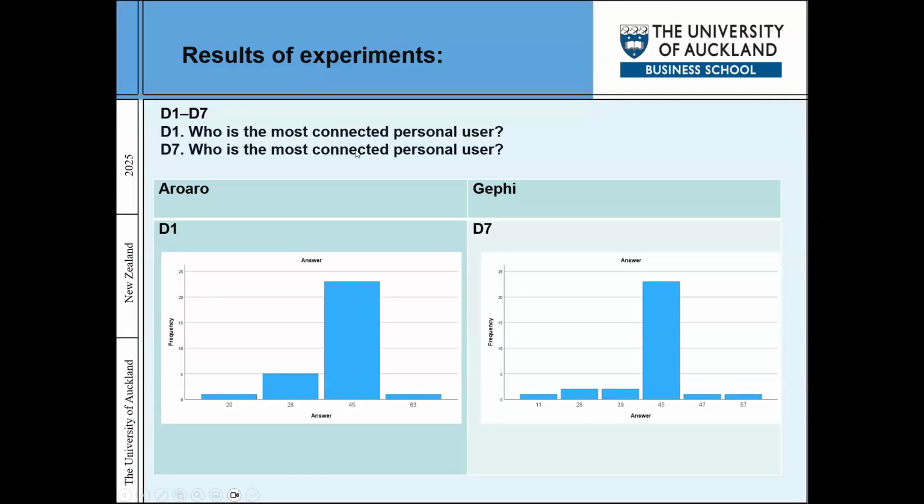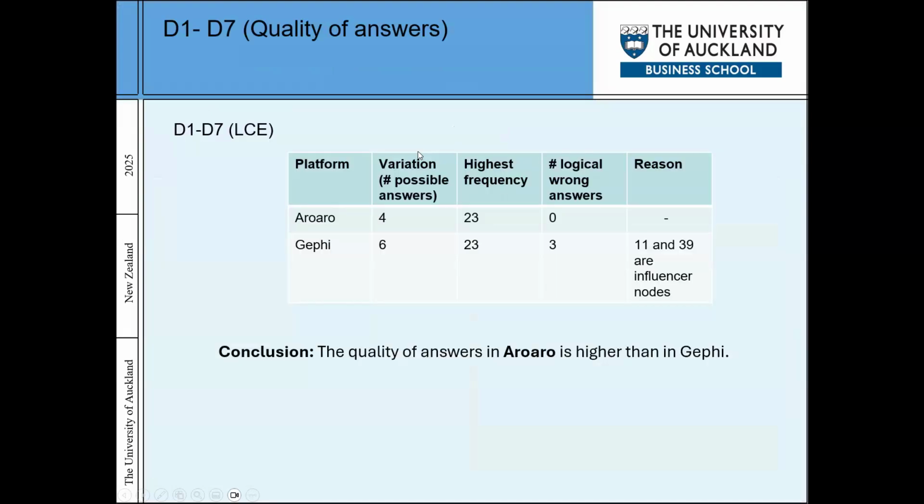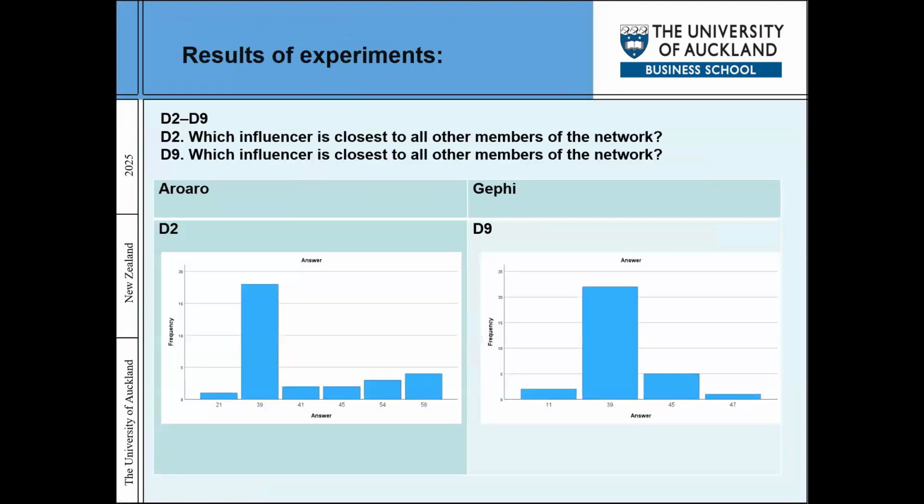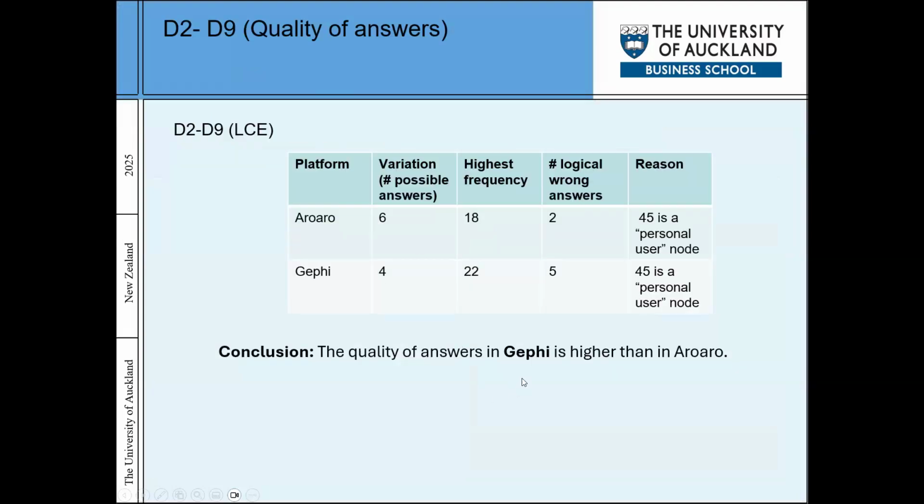And here in this question, we are talking about personal user. And they have chosen influencer node, which is completely logically incorrect answer. So if we see these 3 parameters to compare the quality of answers, for question number 1, we can say RO is producing higher quality response, at least for question number 1. And like this, we did the analysis for all 6 questions. This is question number 2. And again, on question number 2, the quality of answers in GEFI is higher than in RO.